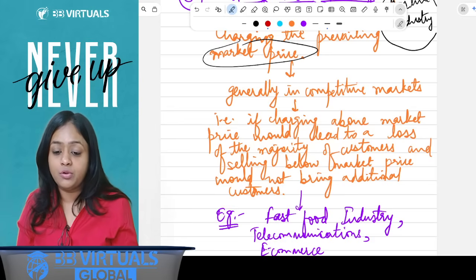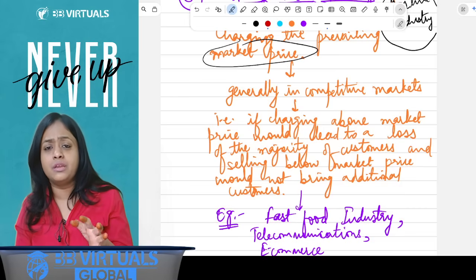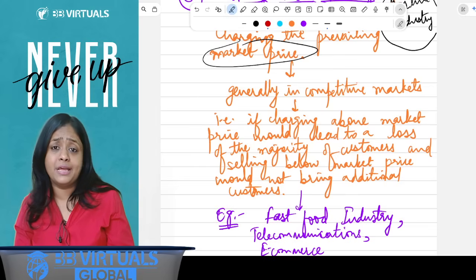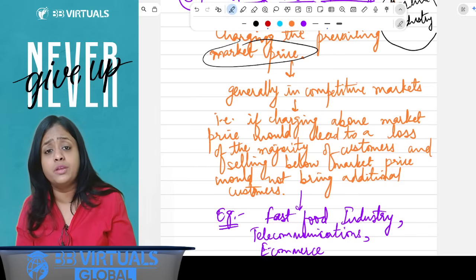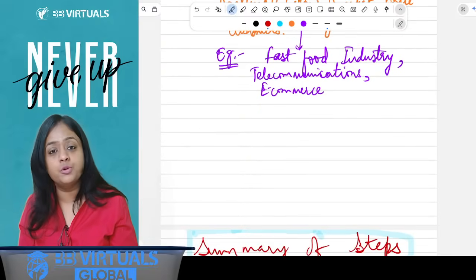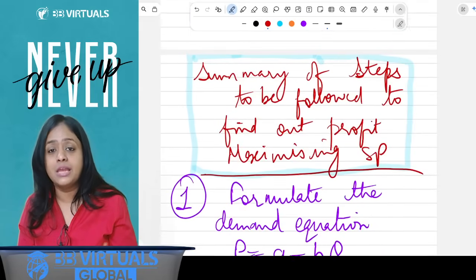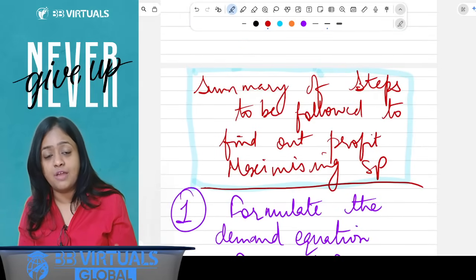When you charge below this, it is also not going to attract more customers, because people are indifferent to that price increase or decrease, since these are the prevalent prices they are ready to pay. For example, your fast food industry, telecommunications, and e-commerce, like Amazon and Flipkart, always follow the prevalent market prices.